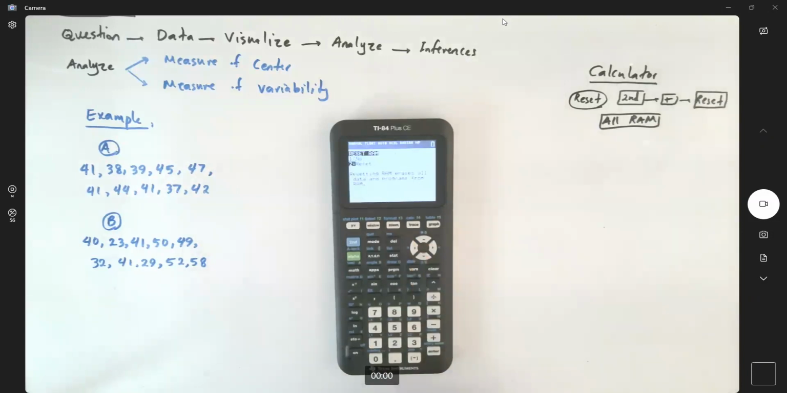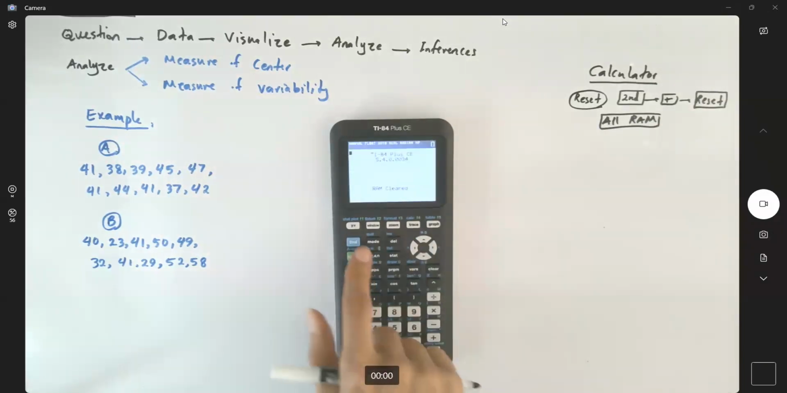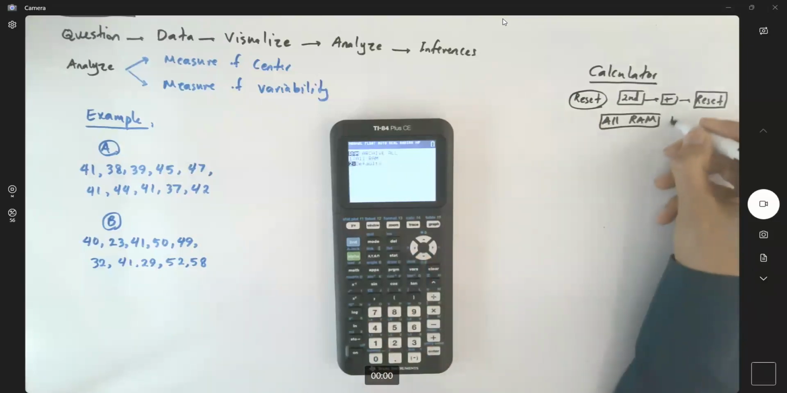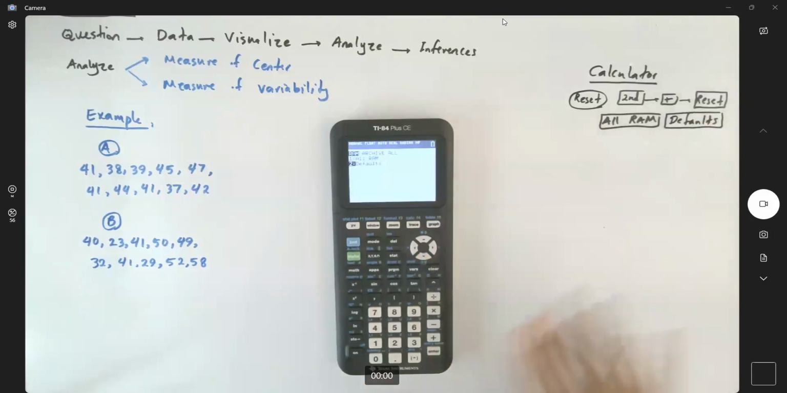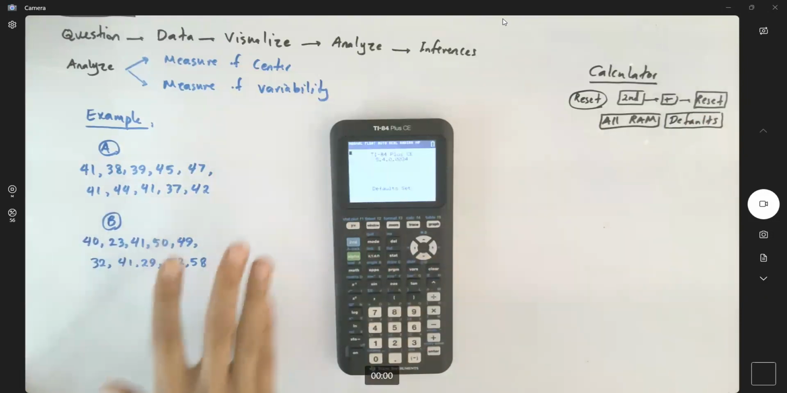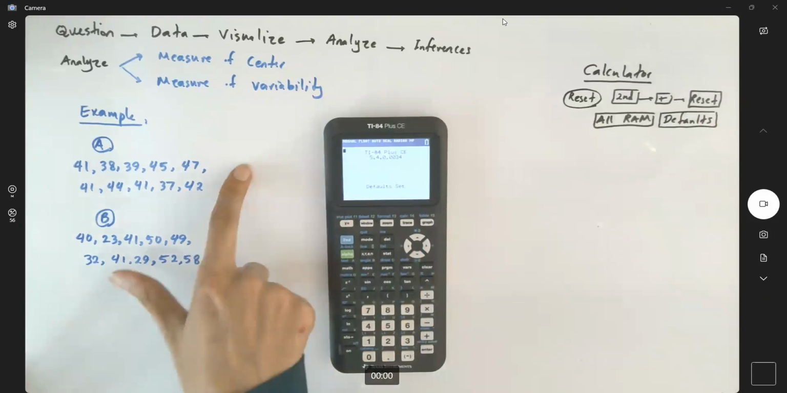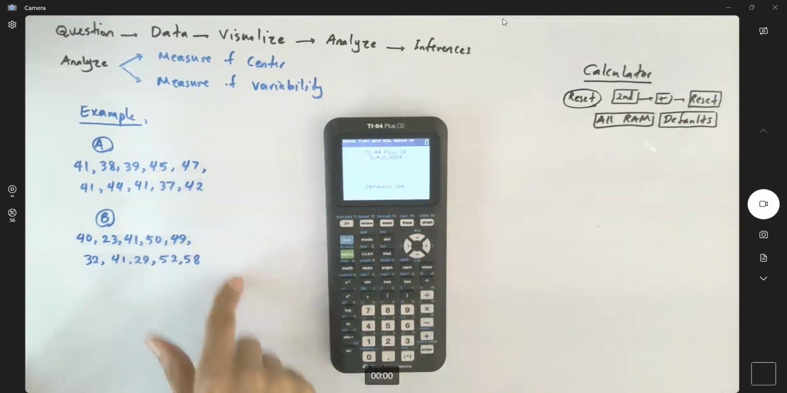Reset. Use the arrow, reset. And then you need to click on second plus and repeat these. Reset the defaults. Reset. Okay. So this is my calculator. I reset the calculator. There is no previous data. There is no previous functions. Now I want to know what is the measure of center and what is the measure of variability for these two data.